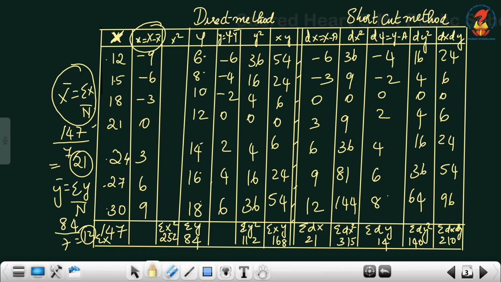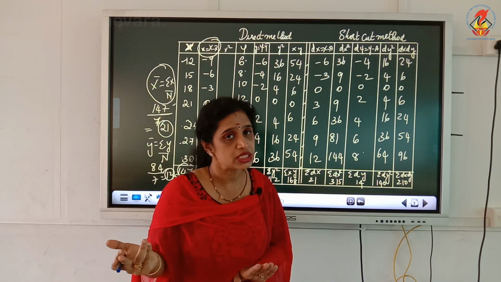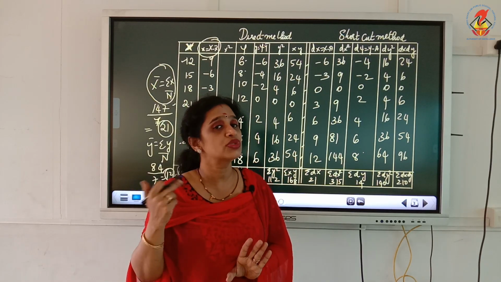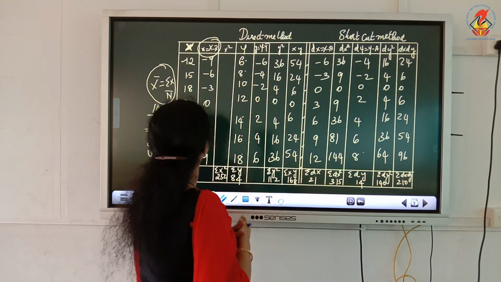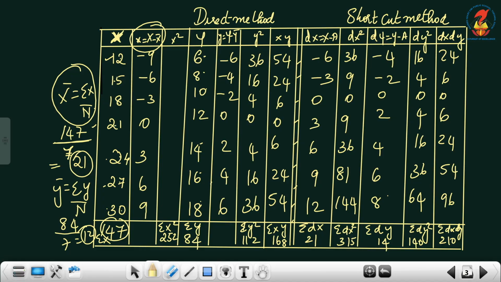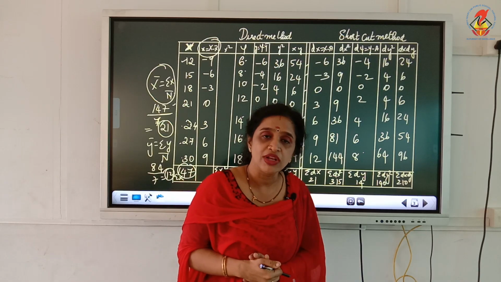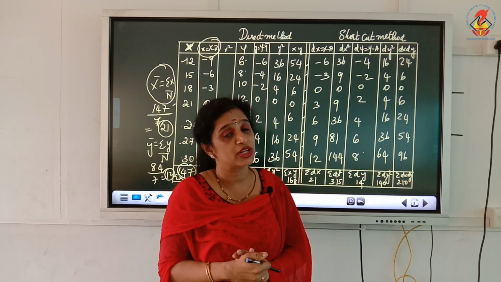So for sigma x, you have to find the total of 12, 15, 18, 21, 24, 27 and 30. The total you will get is 147. This 147 is divided by 7, where n means the number of observations. Here there is no frequency, so it is the number of observations. How many? 1, 2, 3, 4, 5, 6 and 7. So 147 divided by 7 we get 21. So x bar is 21.